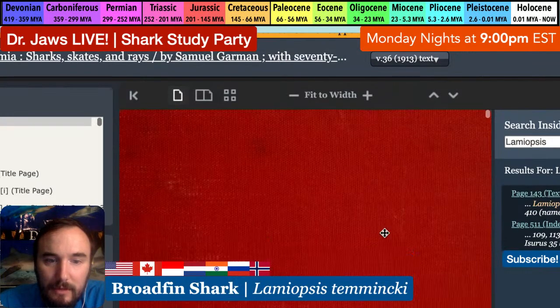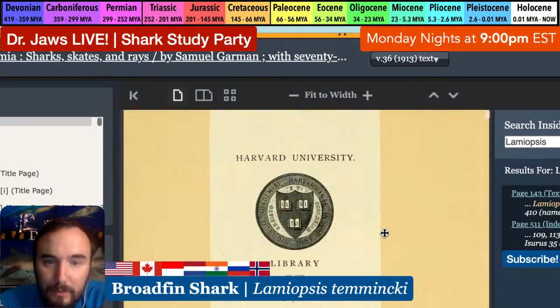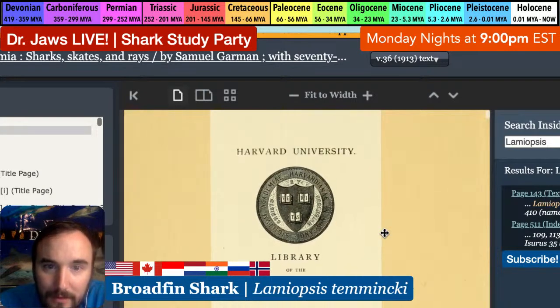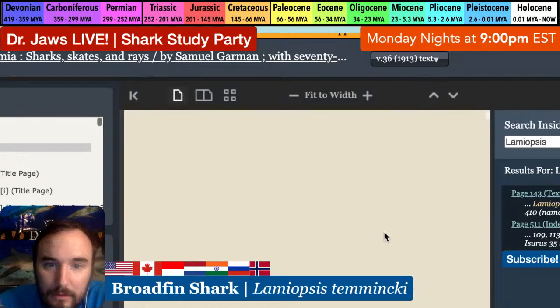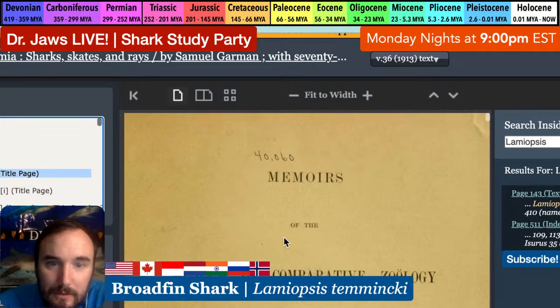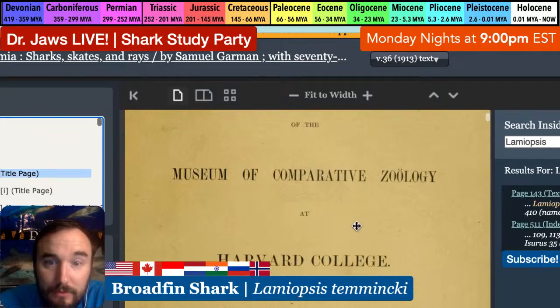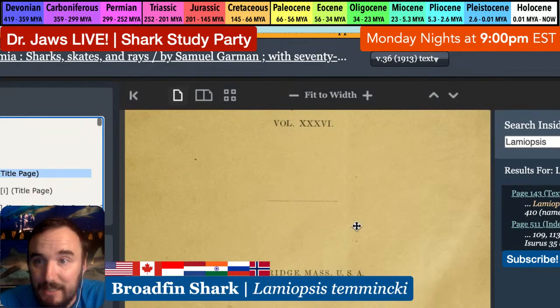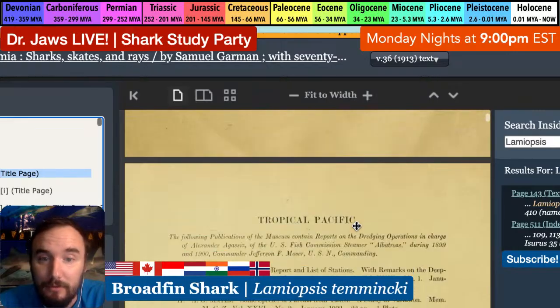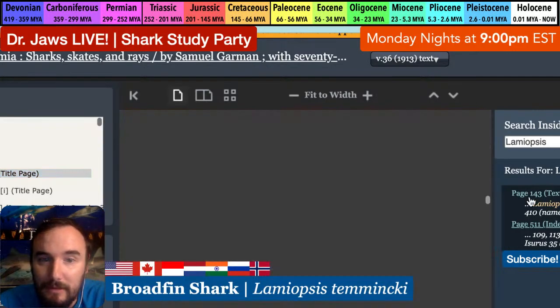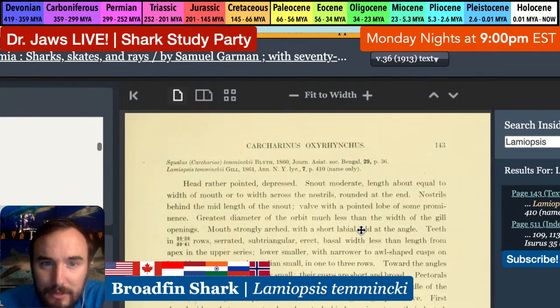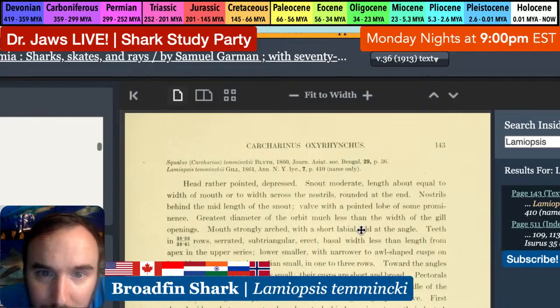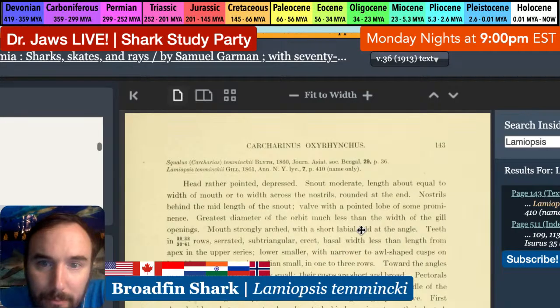This is from the Harvard University Museum of Comparative Zoology. I just want to get a date. Memoirs of the Museum of Comparative Zoology at Harvard College, 1913. So this is over 100 years old, which is really cool to think about. So we do have a section on a shark called Carcharodontis oxyrhynchus, but it looks like it has some synonyms.